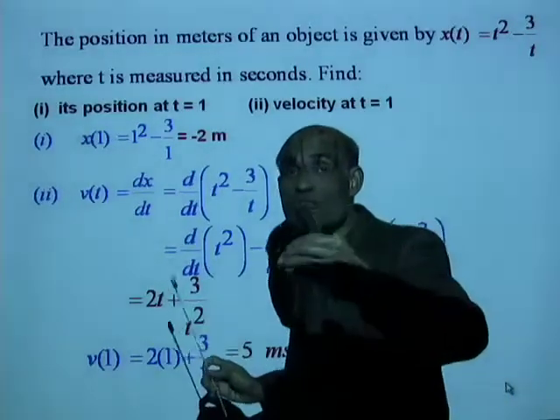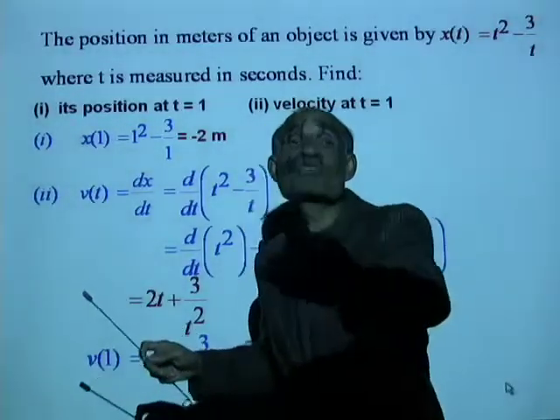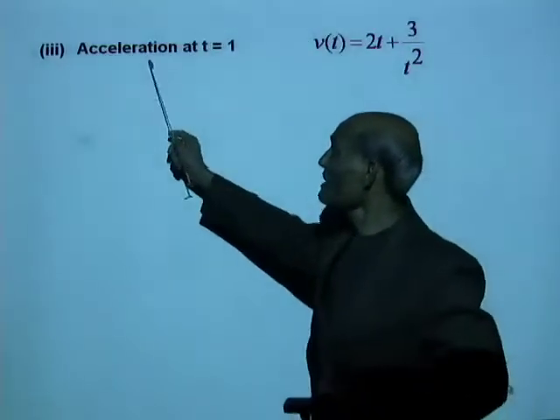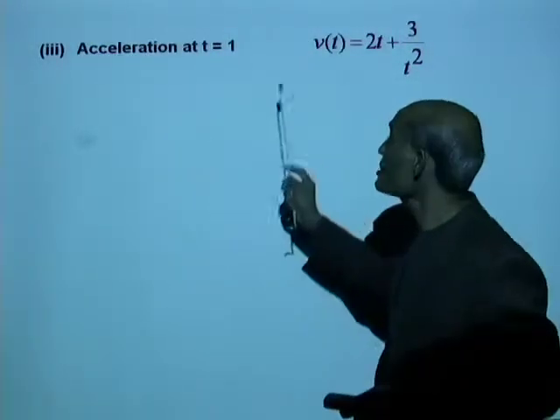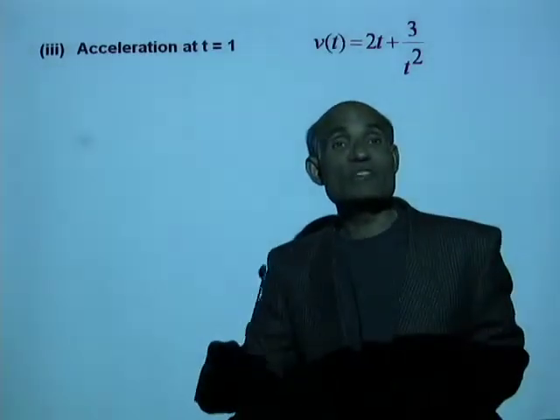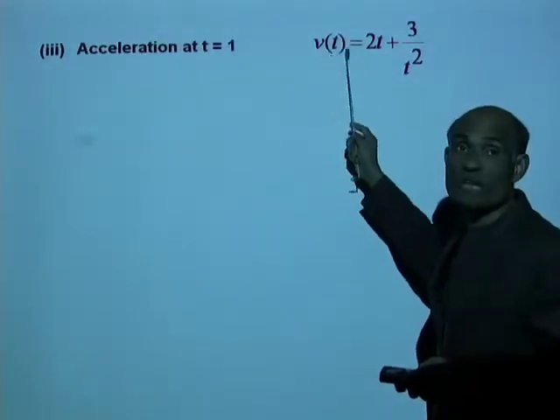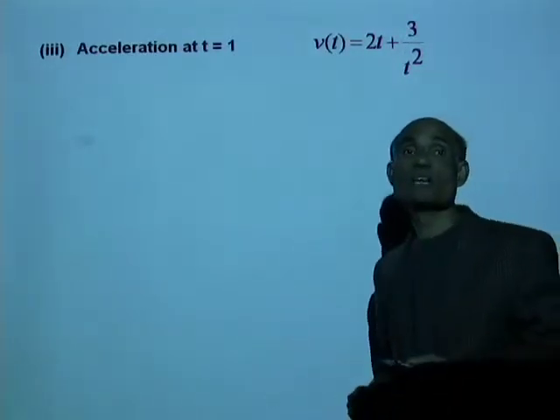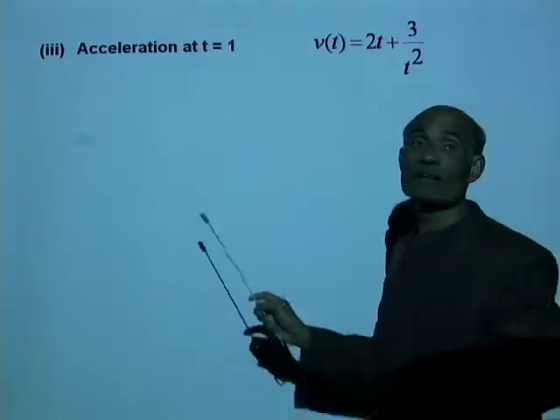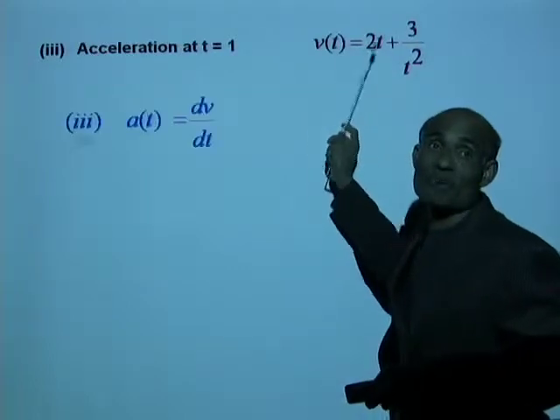And as time changes, these things will change. The position will change, the velocity will change. Alright, how about the acceleration? Find the acceleration of this. Well, acceleration is the rate of change of velocity. Now, the velocity function we obtained is this: v of t is 2t plus 3 over t squared. And to find the acceleration, we find the derivative of this.